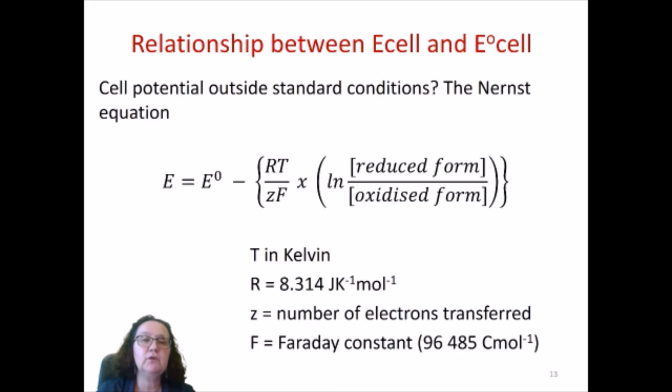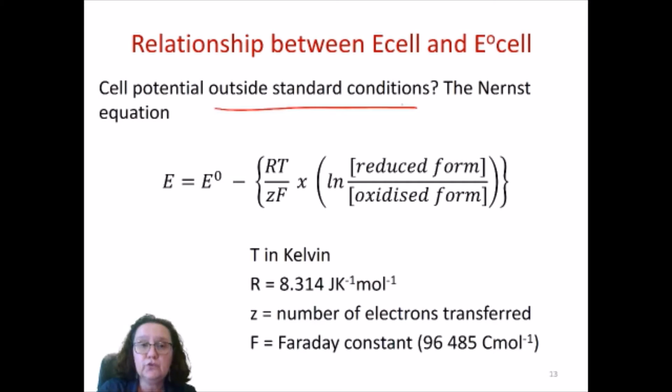So far we've only been talking about the standard conditions: activity of ions 1, the pressure of any gases present 1 bar, the pH is 0, temperature 25 degrees, or 298 kelvins. What happens with the cell potential outside the standard conditions?